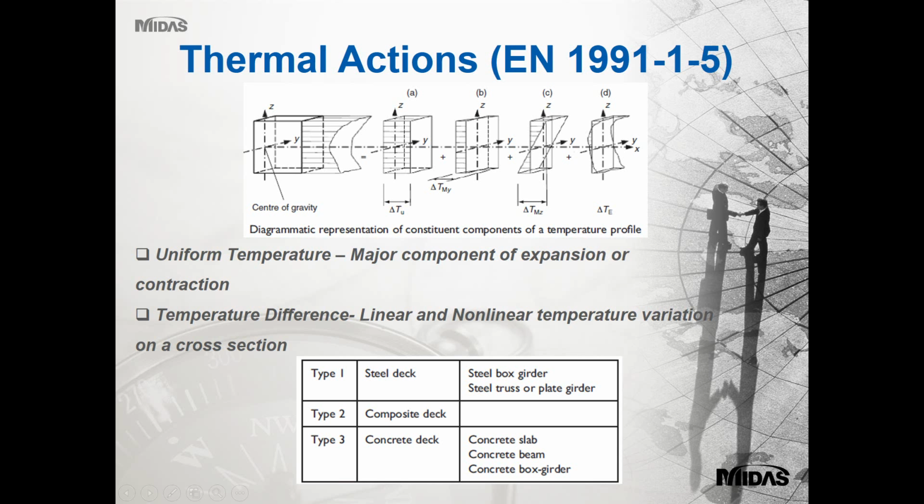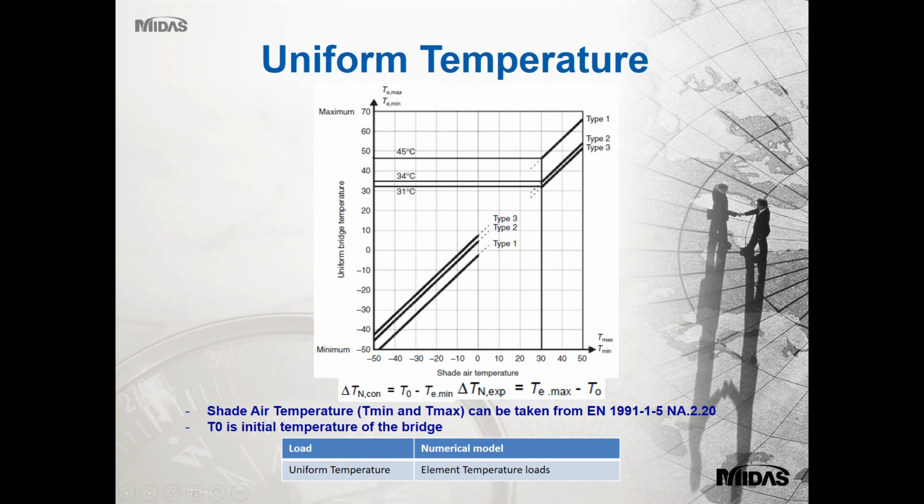As shown in the figure here, which is taken from Eurocode 1 part 1.5, we have a uniform temperature which is equal temperature at the top and bottom fibers and all the fibers on the section, and then we have a non-linear temperature difference and a linear temperature difference. That's because different surfaces of the structure get exposed to sunlight and humidity differently. So based on the type of the bridge, the code has specified some graphs and rules for calculating the temperature load on the structure.